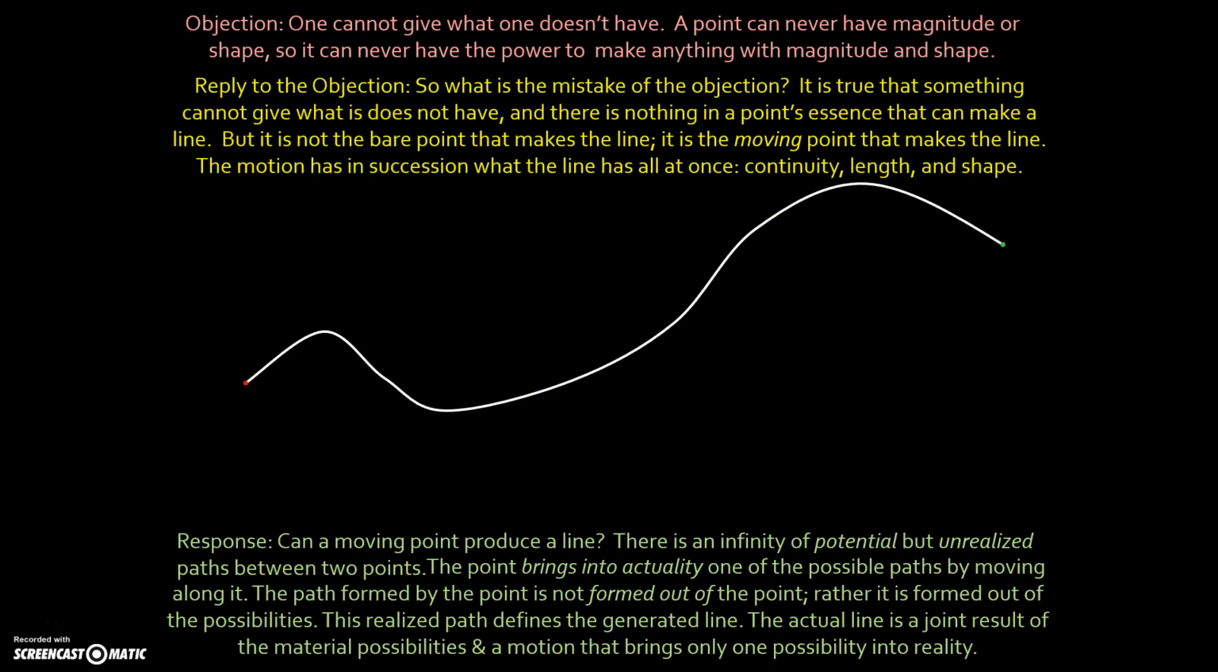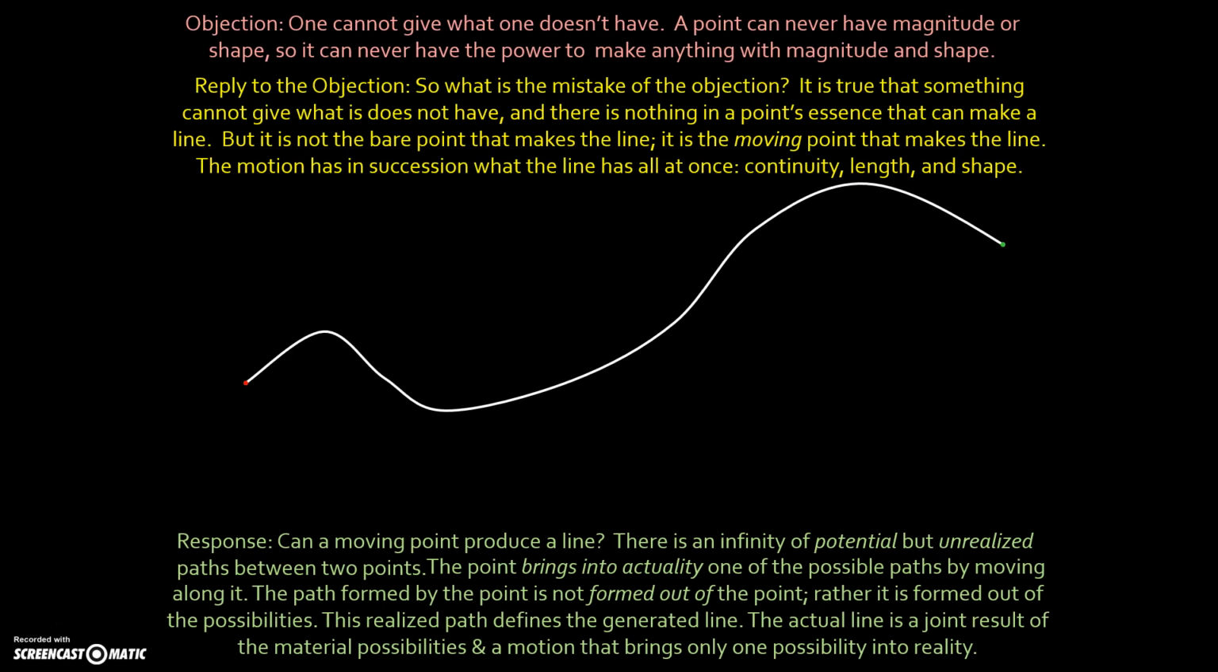So what is the mistake in the objection? It is true that something cannot give what it does not have, and there is nothing in a point's essence that can make a line. But it is not the bare point that makes a line. It is the moving point that makes the line.